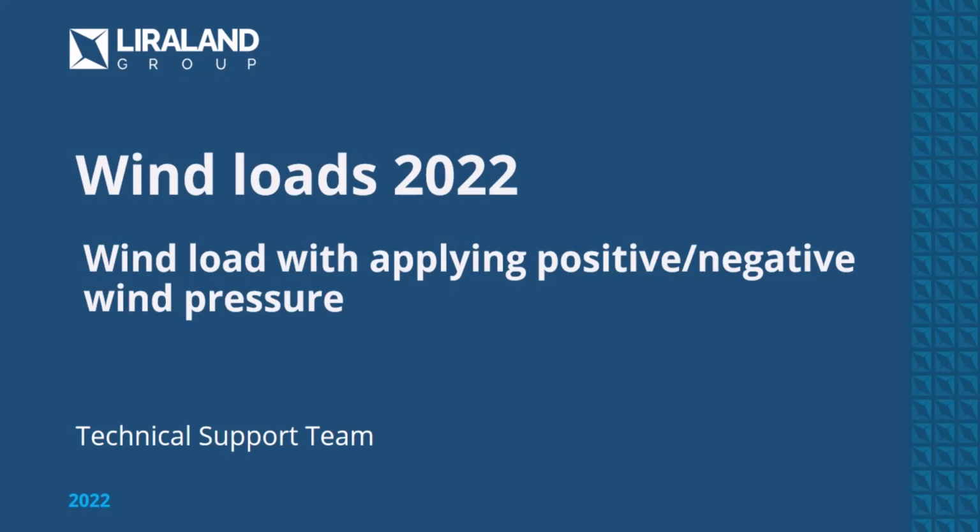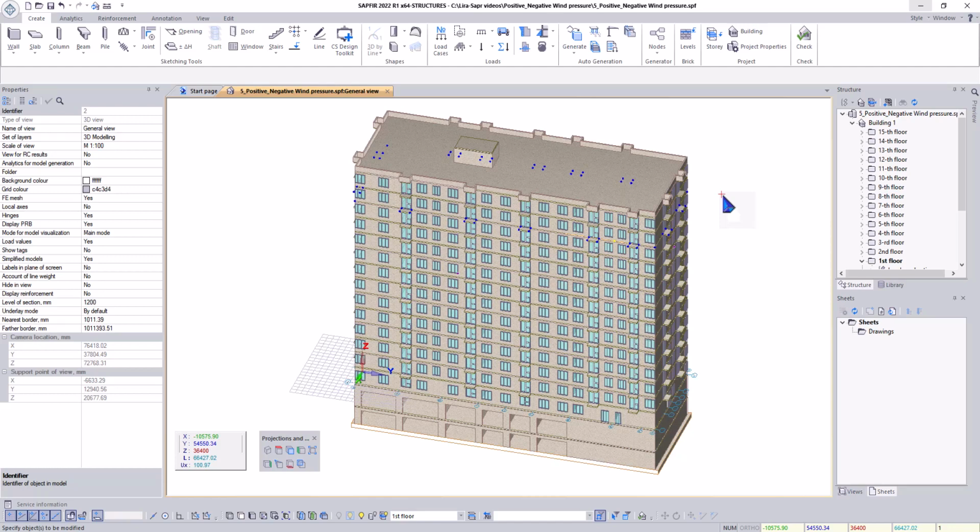Wind load with applying positive-negative wind pressure. Wind load in SAPR is applied automatically. Positive and negative wind pressure can be generated according to building code and taking into account different parameters. Let's look at the example of a multi-story building.